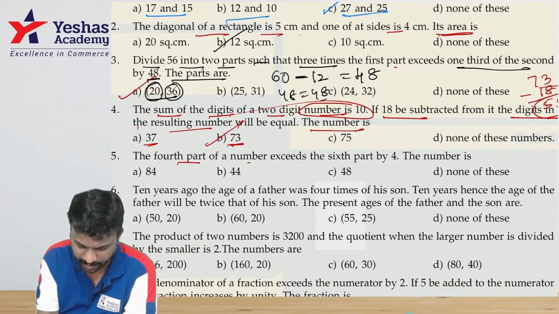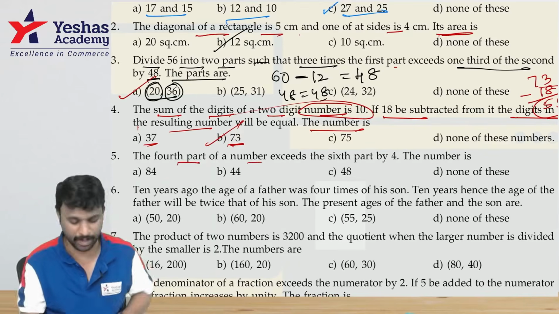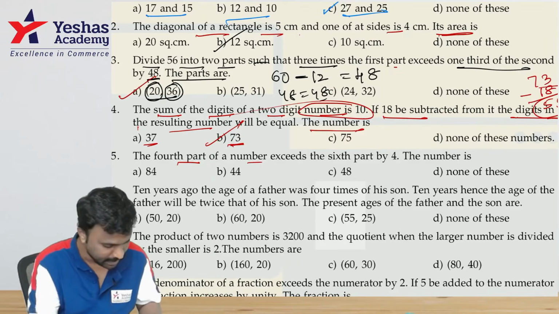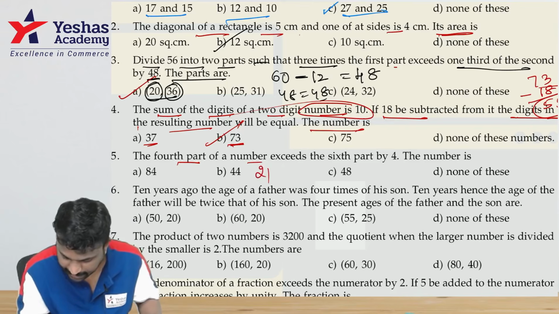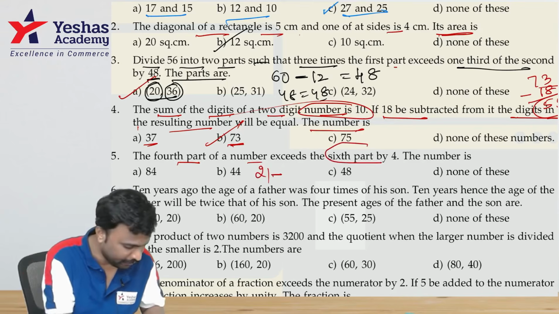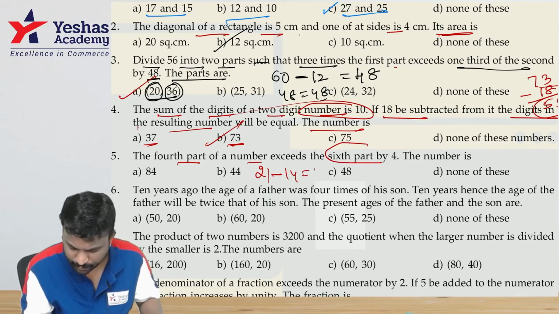The fourth part of a number. Guys, what do you mean by fourth part of a number? 1 by 4 of a number. 84 divided by 4. How much is it? 21. Okay. Exceeds means minus the sixth part of the number. 84 divided by 6 is 14. So guys, 21 minus 14 is 7.